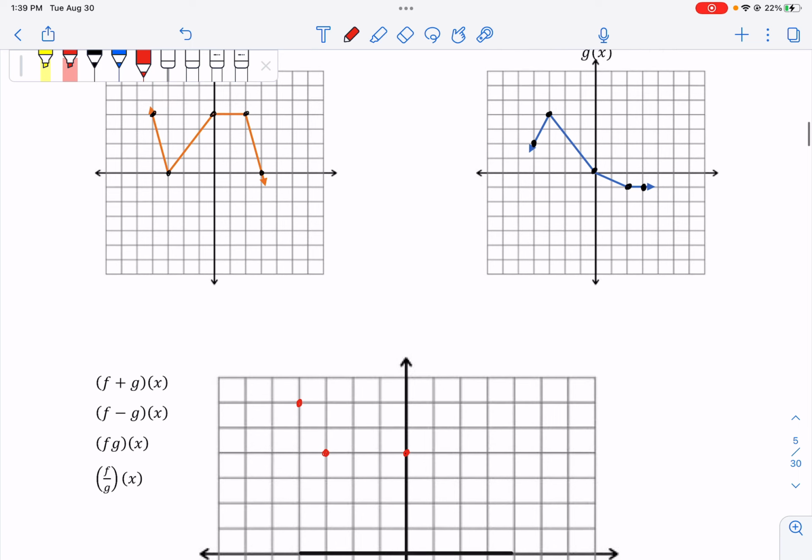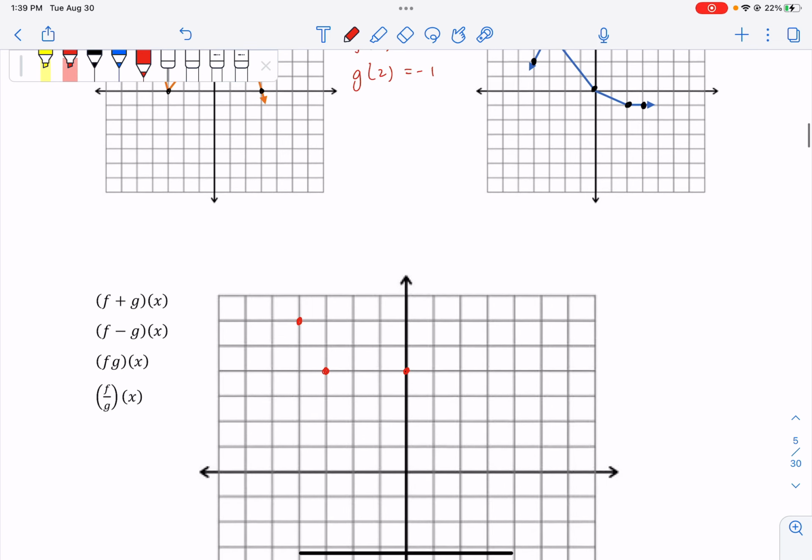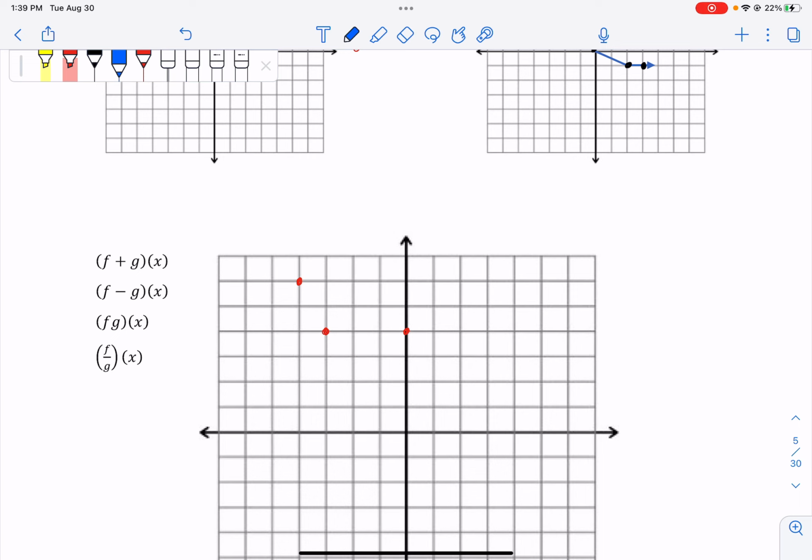Okay. So f of 2, g of 2, this is 4, and this is -1. So that's 3. F of 2, g of 2 is 3. I'll use red actually.